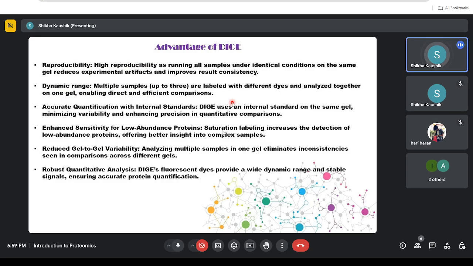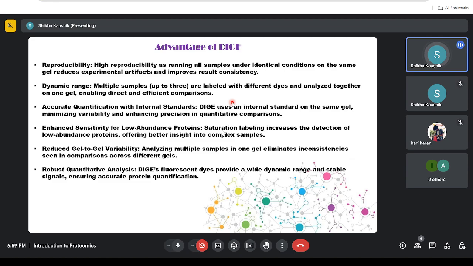Then what are the advantages of DIGE? So it has high reproducibility because you're using an internal standard here. It is very consistent, with high reproducibility, as all the samples run under identical conditions on the same gel. Now what is happening here? Reproducibility will be high because you are running the samples on the same gel. So if you have 3 samples to compare, or 2 samples to compare, you can run them in the same condition on the same gel and get results for both. So it increases the reproducibility and improves the consistency of the results.